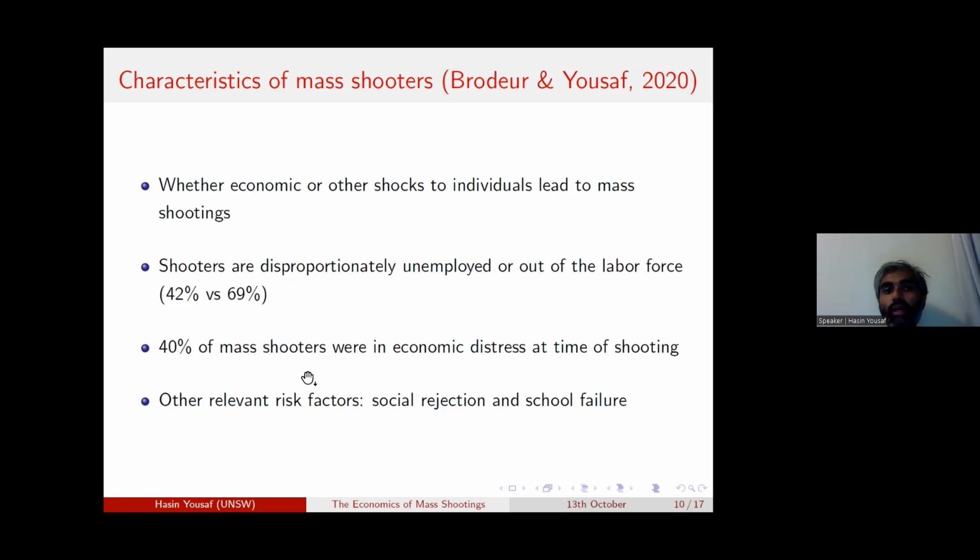Similarly, if you look at their features at the time of mass shootings, 40% of them are in some sort of economic distress at the time of the shooting. So what does economic distress mean? Either they were recently fired, or they were recently crippled by some debt which they have to repay, and they are not able to meet that deadline, and so on.